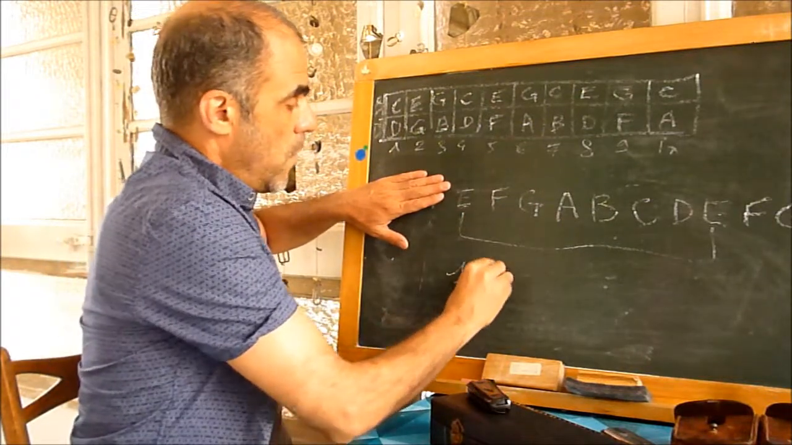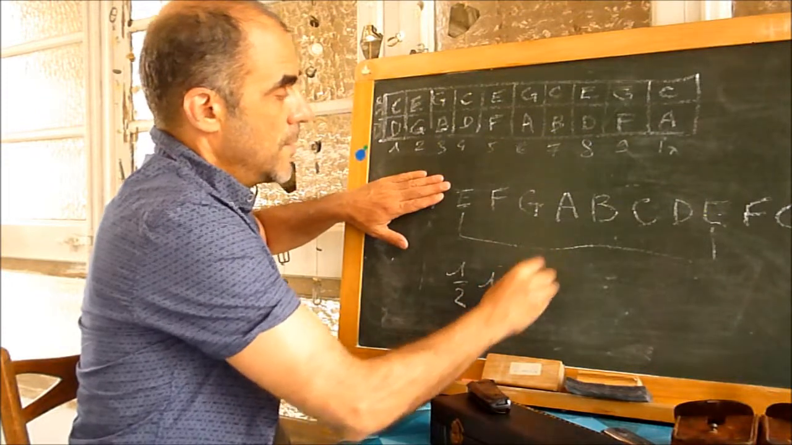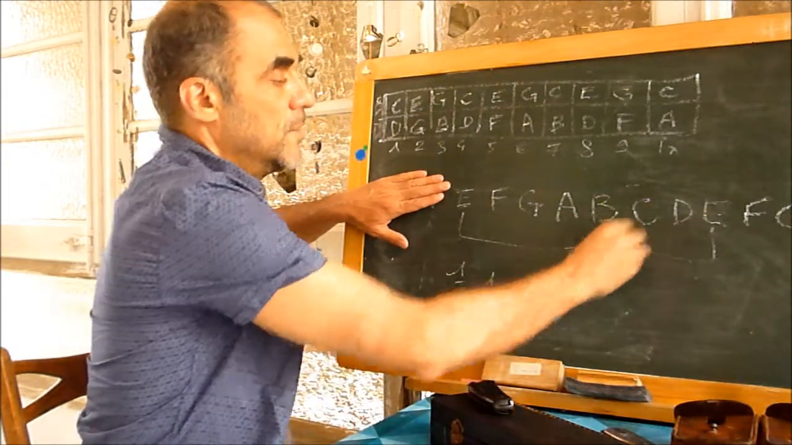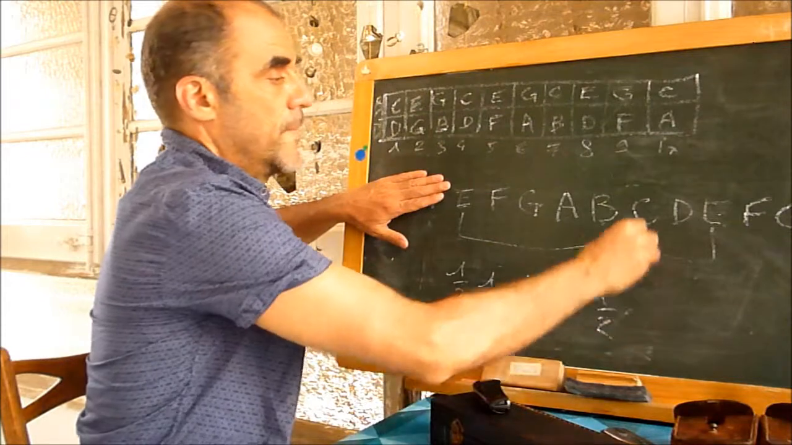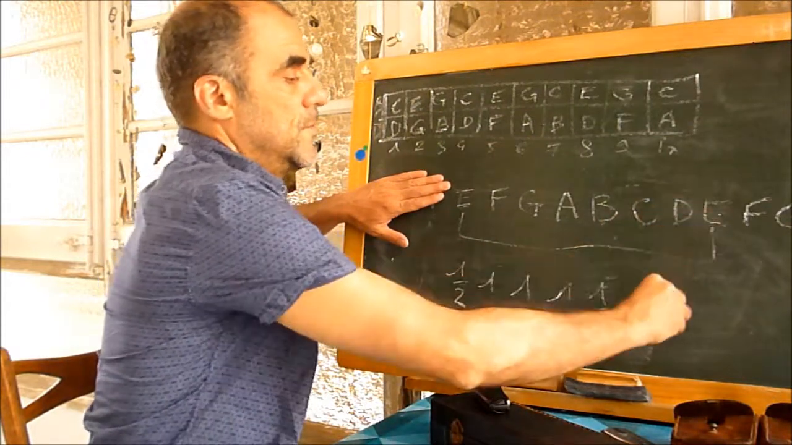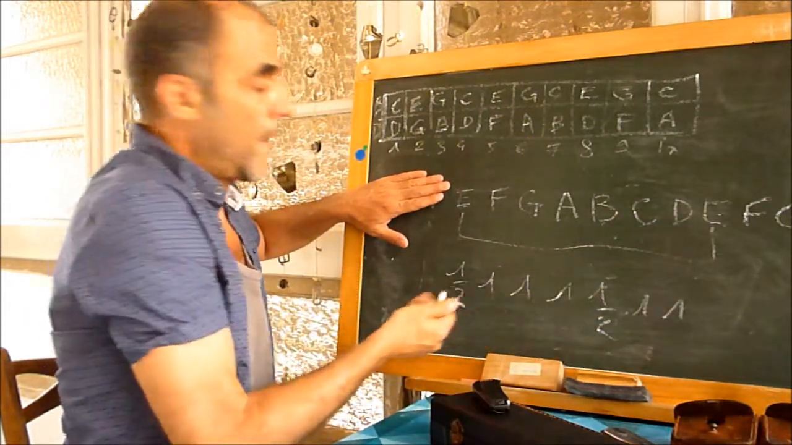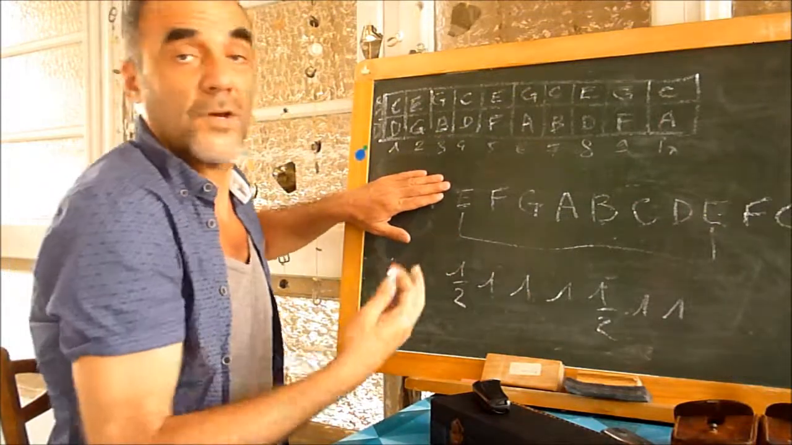F to G, one tone. G to A, one tone. A to B, one tone. B to C, half a tone. C to D, one tone. D to E, one tone. It's a new scale. In fact, it's another minor scale.